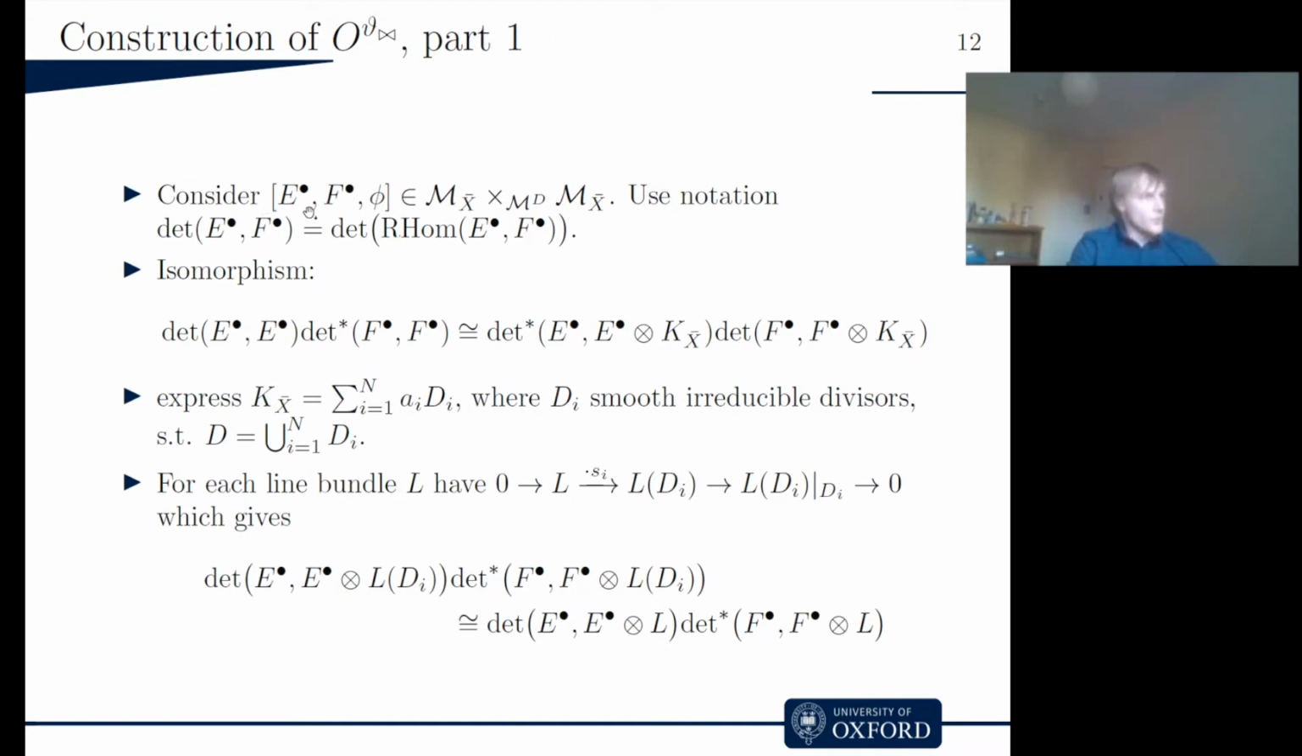So how do we construct it? For this point inside of this bigger stack, I will use the notation determinant of (E, F) so that it fits into the slide, not writing out Hom. So we have then the isomorphism induced by Serre duality, where I just take determinant of E and determinant star of F, and I get the extra K_X bar on the right side. Now one can express K_X bar as a sum of smooth irreducible divisors at infinity, which lie in the union. Well, their union is this strict normal crossing divisor at infinity.